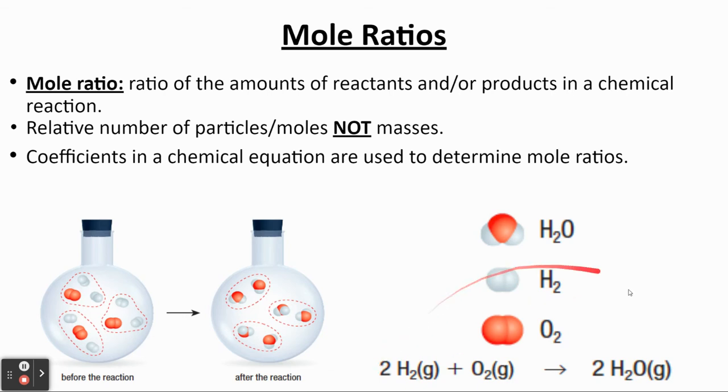So for every 2 H2, there's 2 H2Os made. For every 1 O2, there's 2 H2Os made. For every 2 H2, there's 1 O2 that reacts. So 2-to-1, 2-to-2, 1-to-2. And that's our mole ratios.